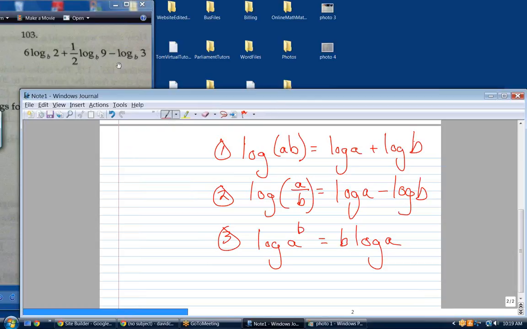Okay, so let's condense this. Let's do it in two steps. What's this condensed to? The 6 log base B of 2. You don't multiply it; you make the 6 the exponent of the 2. So it would be log base B of 2 to the power of 6. Okay, what's the second, the middle term going to be?